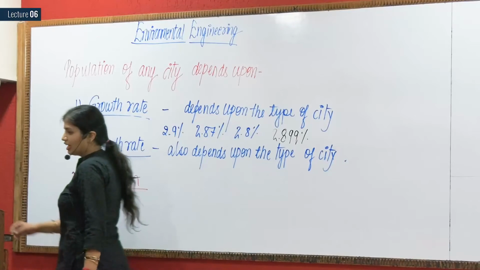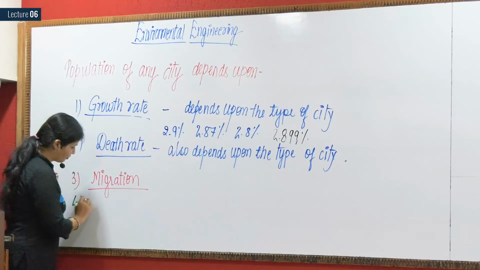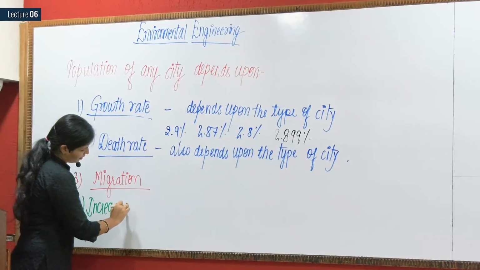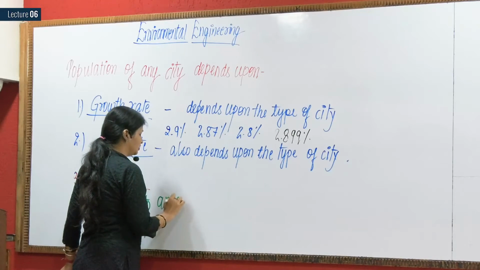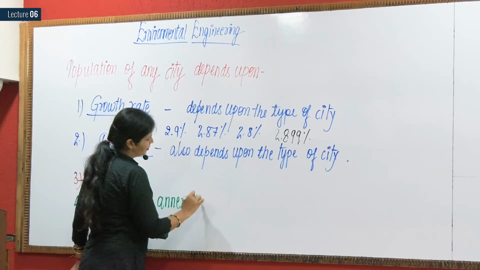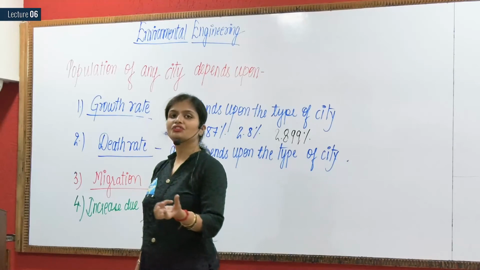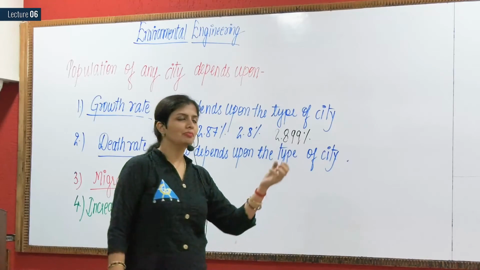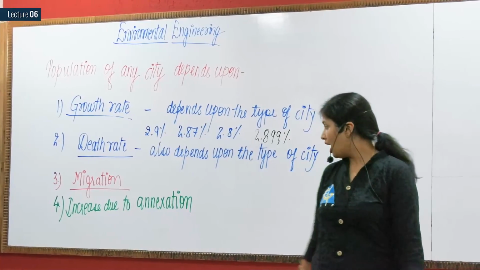Third thing which I'll be discussing is increase due to annexation. That means the meaning of this annexation is to forcefully conquer a city, a place, a country, something like that you can say. How come?